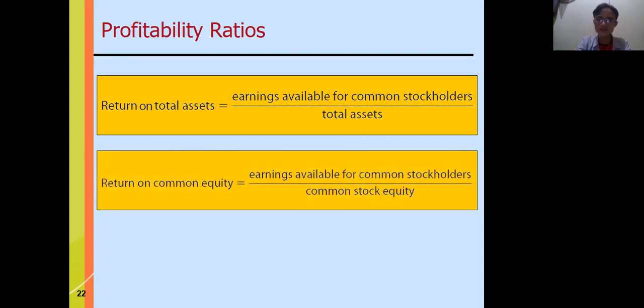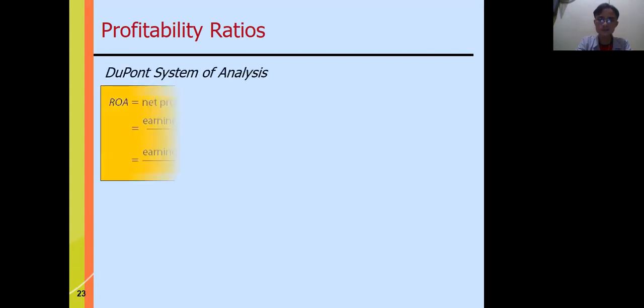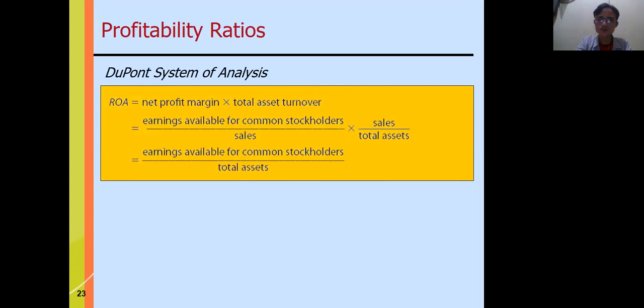Then return on common equity. So the denominator will be common stock equity. All right, then profitability ratios. Let's say we'll be using the DuPont system of analysis. If we say DuPont, we are going to make use of two ratios as a minimum. That's why DuPont, a dual point system.